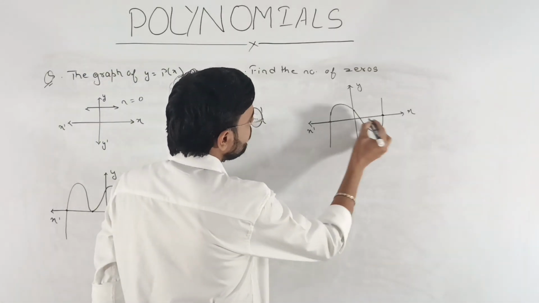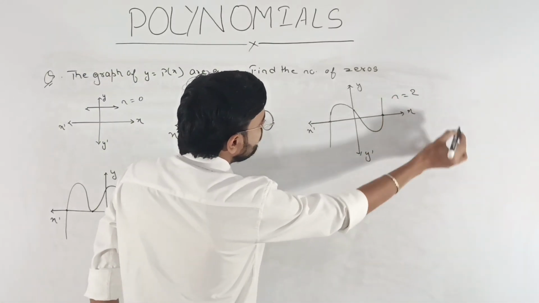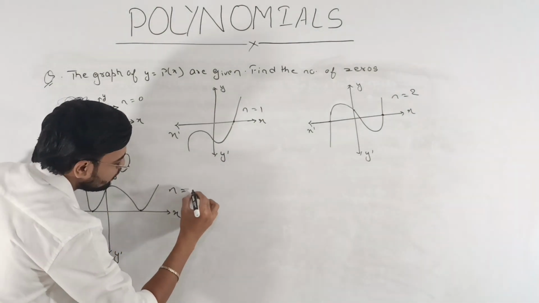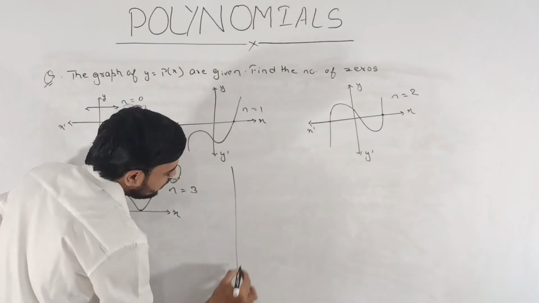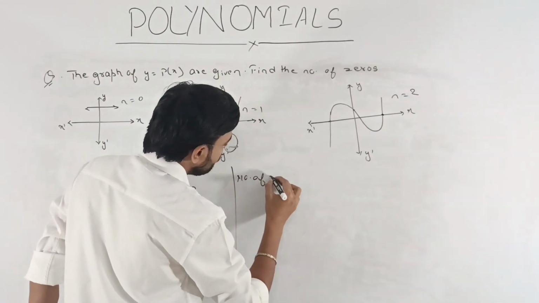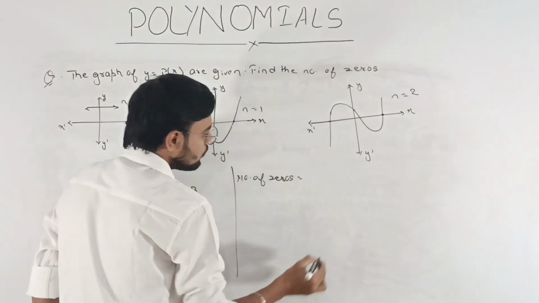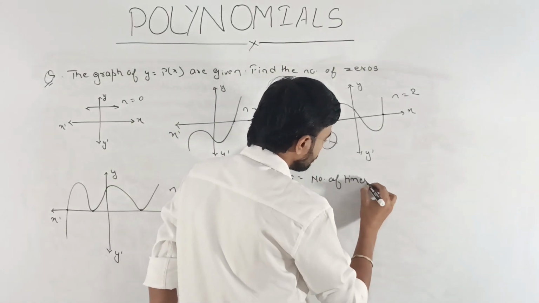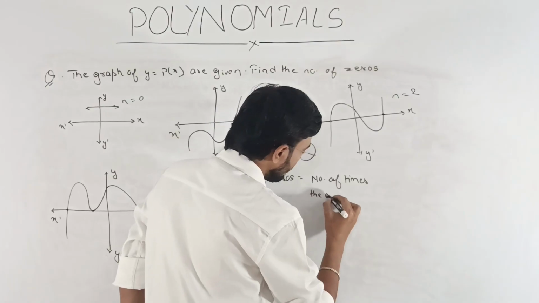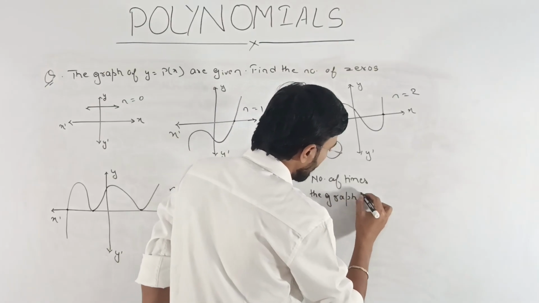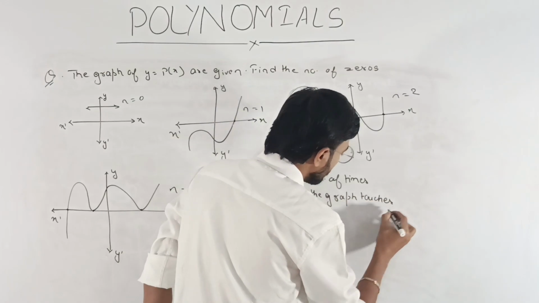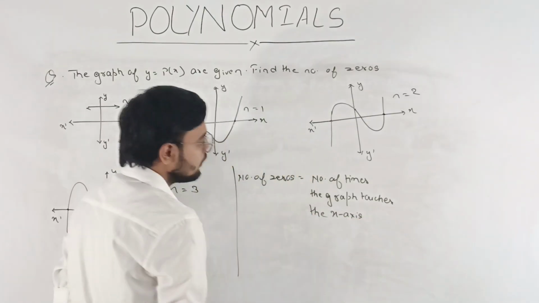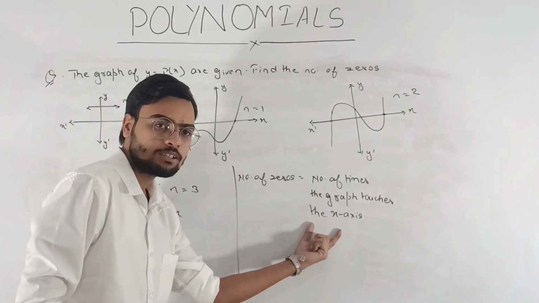Now look at this one, how many times? One time, two times. Then the number of zeros is 2. Now look at this, one time, two times, three times. Then for this polynomial, the number of zeros is 3. So what is the result? The number of zeros equals the number of times the graph touches the x axis.